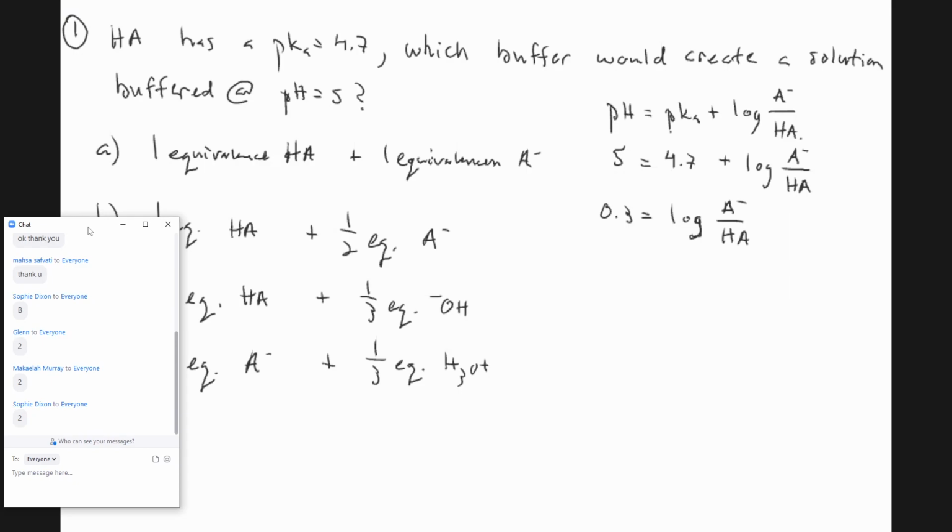Good. Everyone knows log of 2 is equal to 0.3, right? From our useful logs, which means what? Conjugate base over acid has to equal 2 to 1, right? There has to be twice as many conjugate base as there is acid. So A is 1 to 1, right? This is 1 conjugate base to 1 acid.